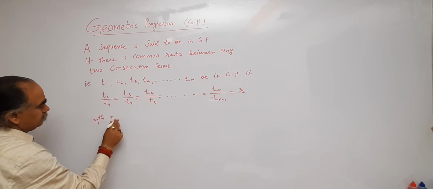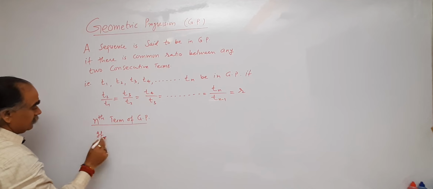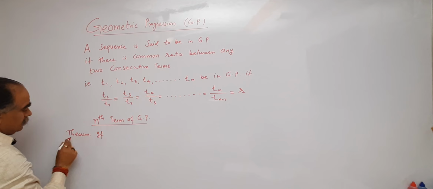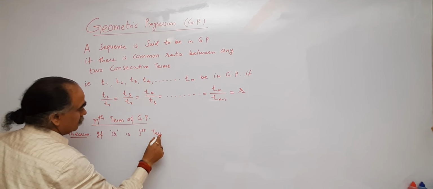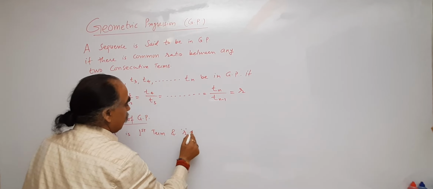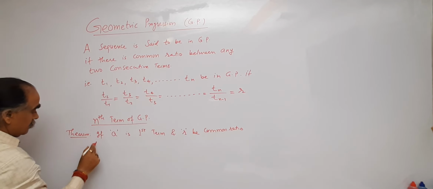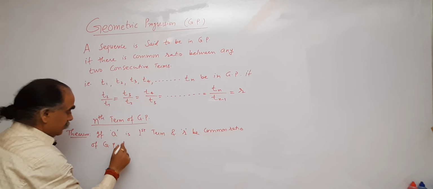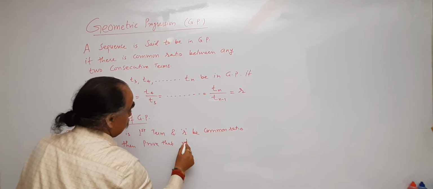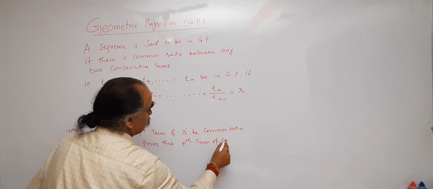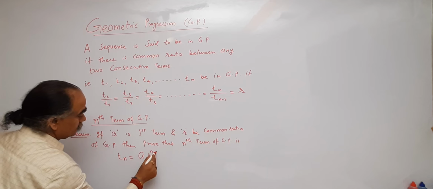Nth term of GP. Theorem: if A is the first term and R is the common ratio of a GP, then prove that the nth term of the GP is Tn equal to A into R raised to n minus 1.